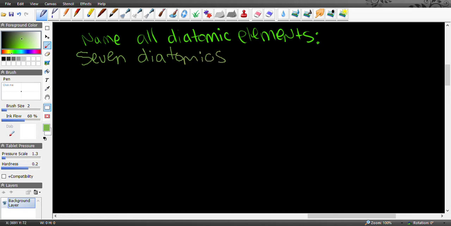And then, you should know diatomics are elements that aren't found by themselves in the, I don't want to say in the wild. We're not talking about Pokemon here. So they're not found naturally. You're not going to find I by itself in nature. It's going to be found as I2.